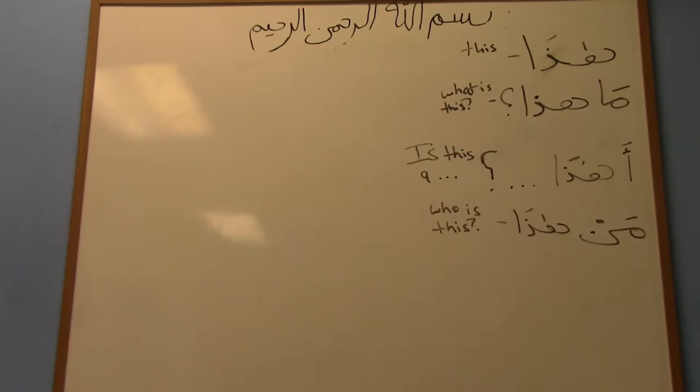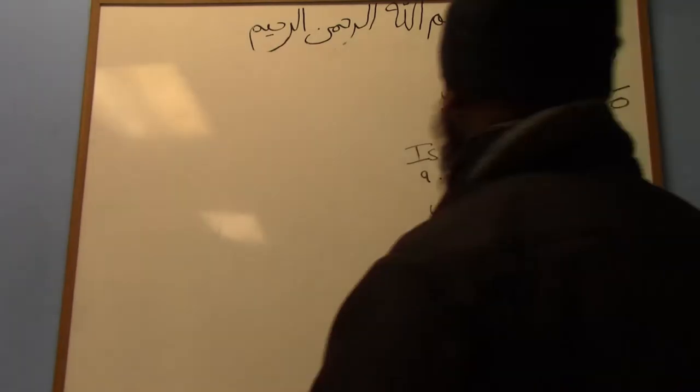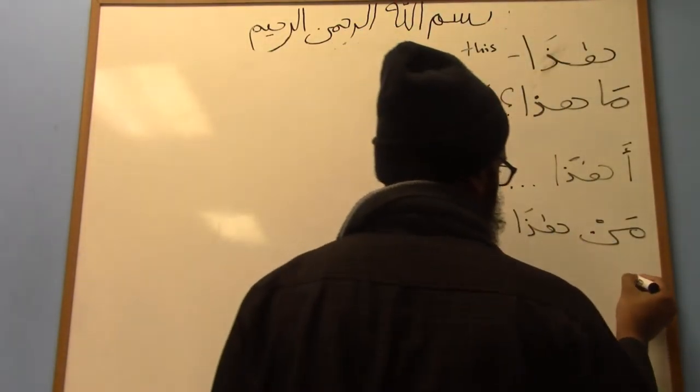Let's go on to the second chapter. Now this is just a review. Most of the stuff, we went over everything so far. On the second lesson, on page number 12, the author introduces something new. Right? So we have here, Thalika. Thalika. Right over here, Thalika.